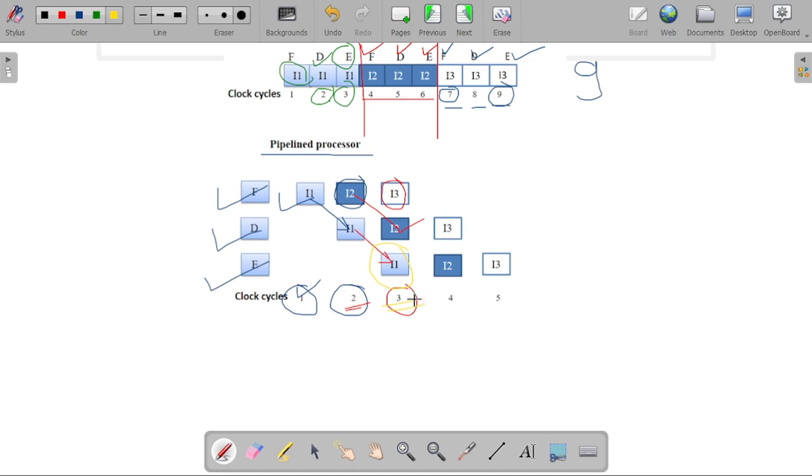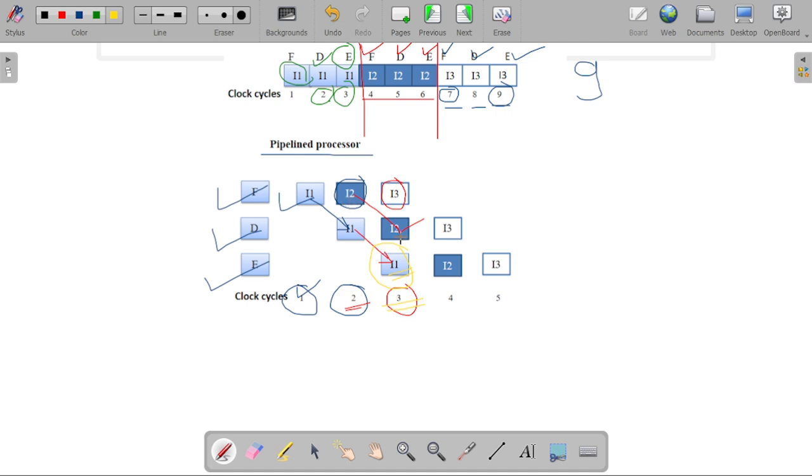So what is the definition of pipelining? It is the process of fetching the next instruction before the previous one is executed. Our instruction 1 is not yet executed, but still our instruction 2 is fetched. In the second clock cycle, our instruction 1 is in the decoding stage, but still our instruction 2 is fetched by our processor. That is the definition of pipelining.